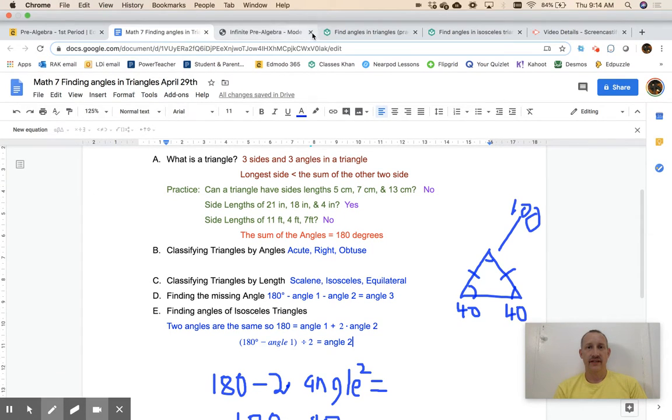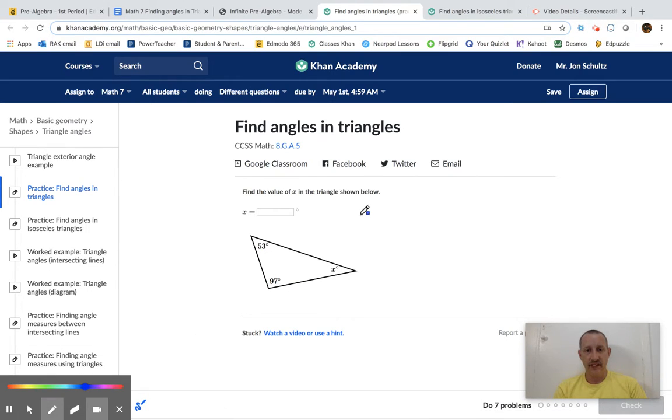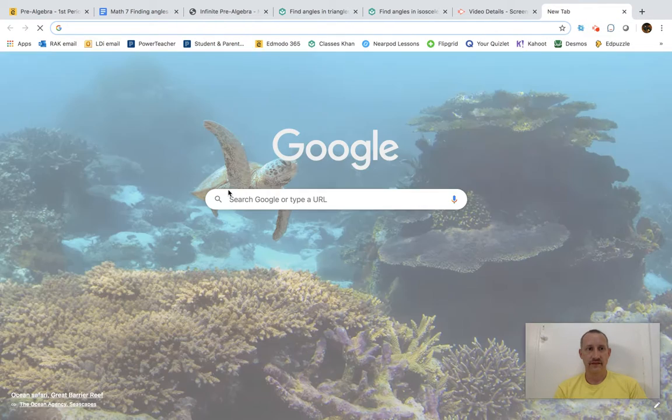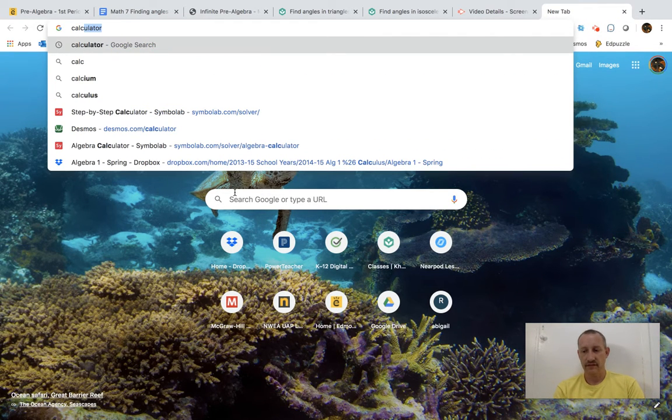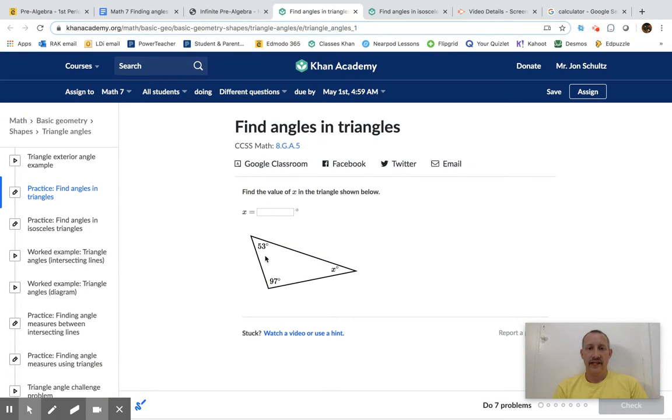Okay. So this one you know. So what we're going to do for this one is we take, here, let me pull up a calculator actually. Okay, so for this one, we have 53 and 97, and we're going to find that third one.